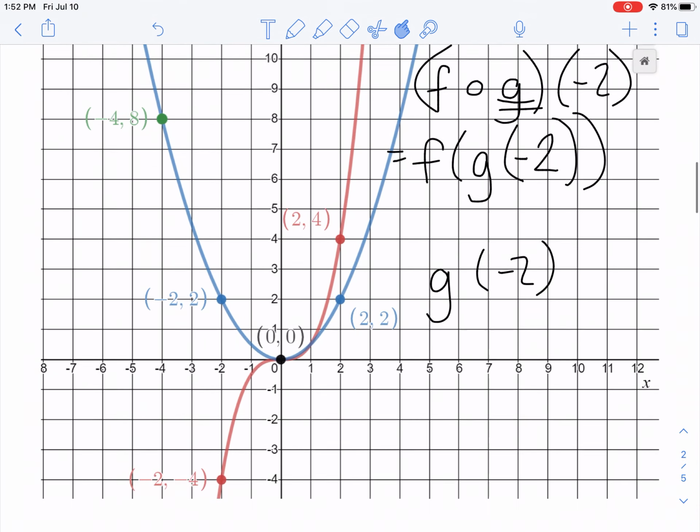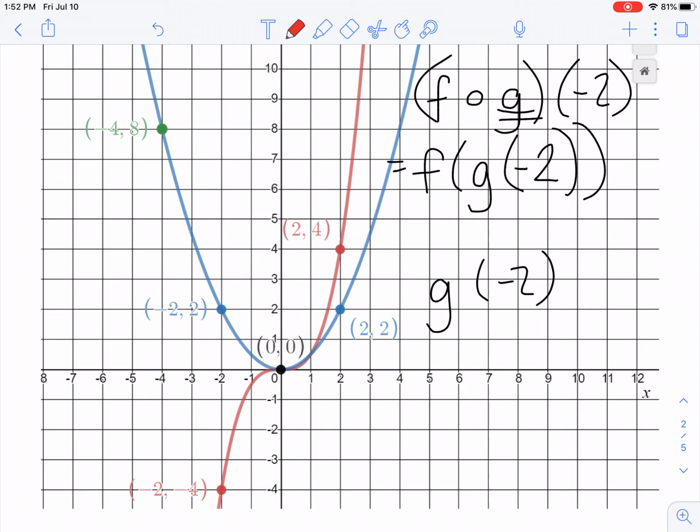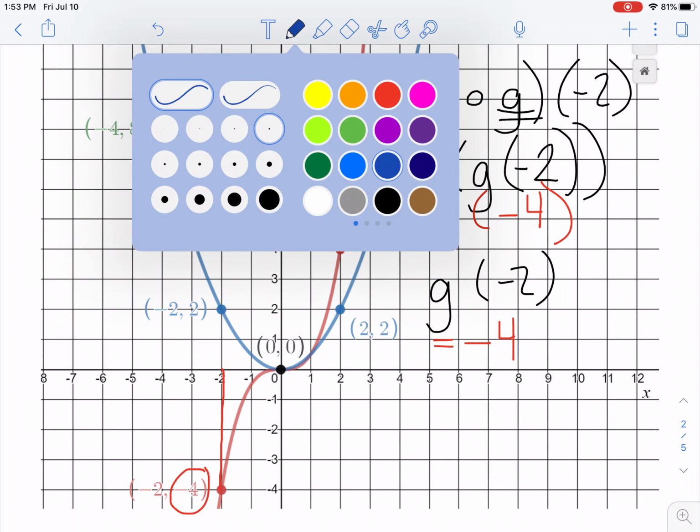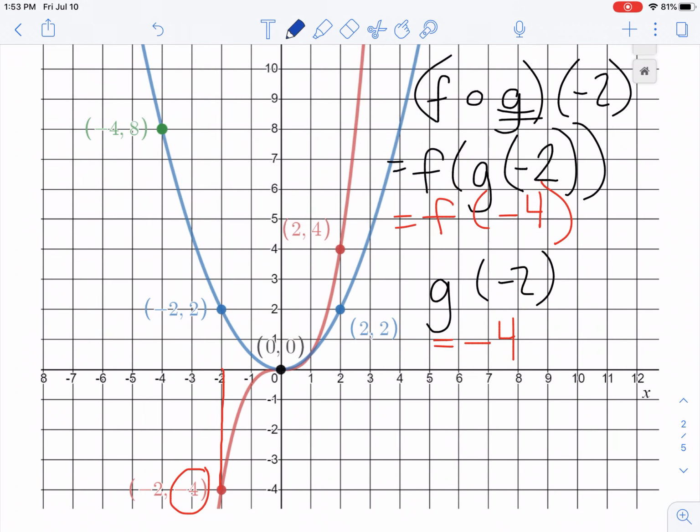And we are going to look where x equals -2. And we find that y equals -4. So g at -2 is -4. So now this question is, what is f at -4? So now we go over to our blue graph, our f at x, and we're going to go over to x equals -4, and we're going to trace up to our point, and then we read off our y equals 8. So our final answer, f at -4, is +8, sorry, not -8.